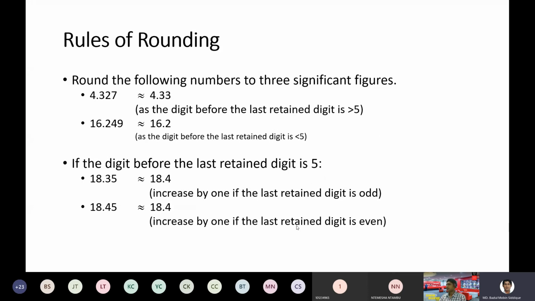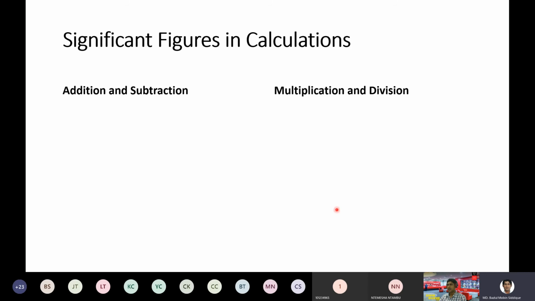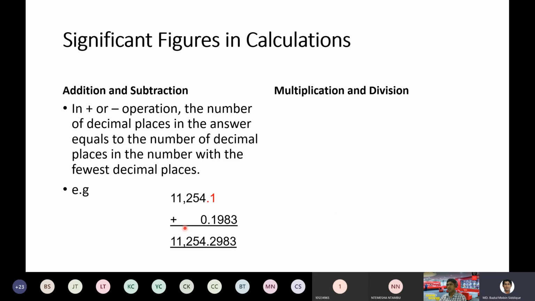Okay, so this is what I wanted to say for the significant figures. And if we do the summation and multiplication, we see that we will express this result at the smallest decimal places. See, 11,254.1, and I'm adding 0.1983.